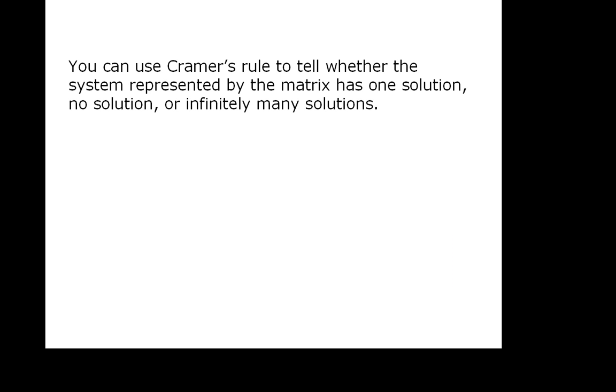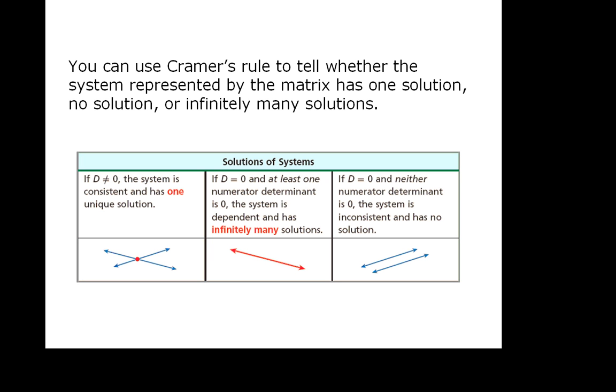You can use Cramer's rule to tell whether the system represented by the matrix has one, none, or infinitely many solutions. So if the determinant is not equal to 0, the system is consistent and has one unique solution. If it equals 0, we have one of two options. If the numerator of the determinant is 0, like before where we've made some adjustments to the coefficient matrix before dividing to solve for x or y. If one of the numerators is equal to 0, it has infinitely many solutions, and if neither is equal to 0, it's inconsistent and has no solution. So if that's a little confusing, just hang on, we're going to work a couple of examples.